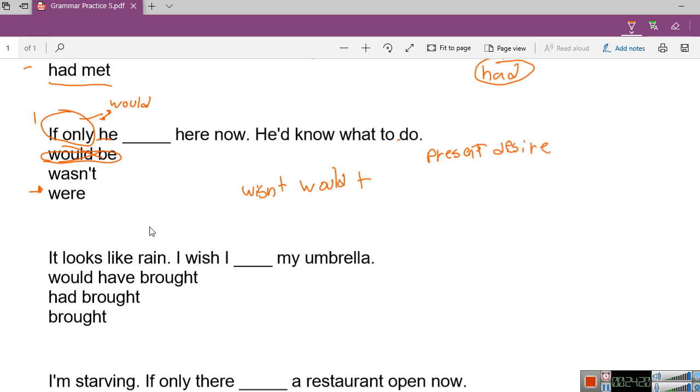He'd know what to do. So, he'd know what to do right now. That's how I know it's a present desire. So with a present desire, what do I use? The past simple. And where is the past simple?